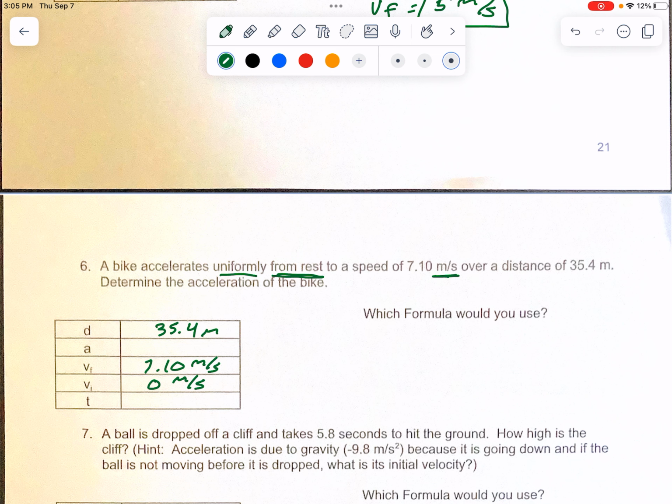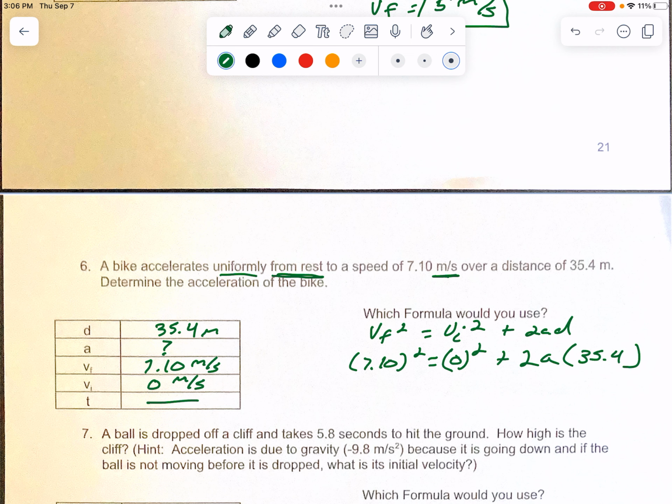Determine the acceleration, so you're looking for A. That means they did not care about time at all. So we're going to use equation number 5. That's going to be VF squared equals VI squared plus 2AD. So VF squared, so 7.10 squared equals VI squared. Okay, 0. That's going to be easy. Plus 2 times A, which we don't know, and D is 35.4.